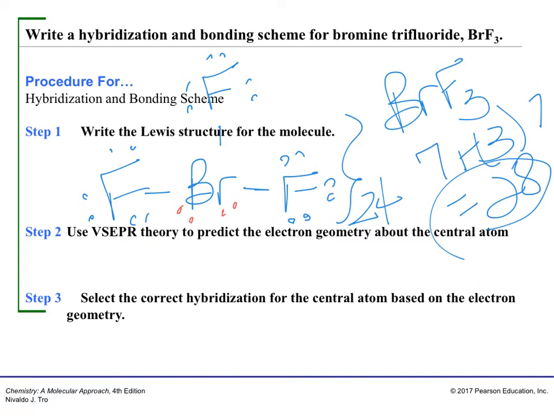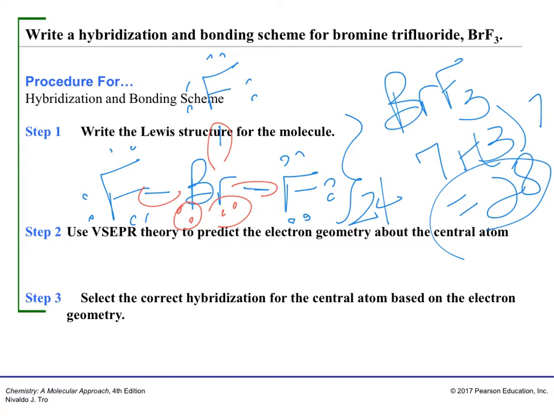Notice now that bromine has 2, 4, 6, 8, 10 electrons around it. It has expanded its octet, which is fine. Bromine is in the third period of the periodic table. It's capable of doing, well, it's actually, wait, it's actually in the fourth. But yes, so it can definitely expand its octet.